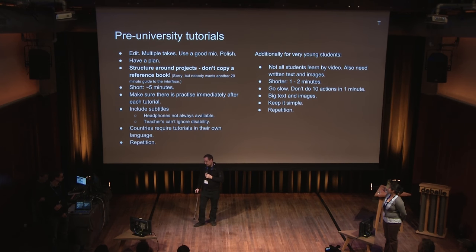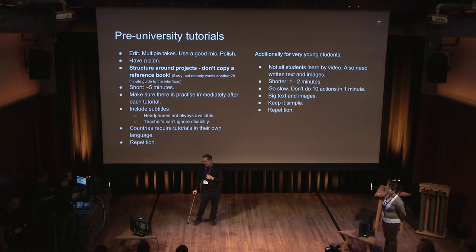And then we can get on to even younger students. If you're talking about the really young ones, 10, 12, and I think the youngest I've ever dealt with is 6, which admittedly didn't work very well, but sort of worked. You need to make them shorter. You need to have a written version because they may not want to watch a video. And really slow it down. It means they just can't fit 10 concepts into a single video. It needs to be one concept for the video, they practice it, then the next video, one concept, move on. And yeah, repetition is on both lists.